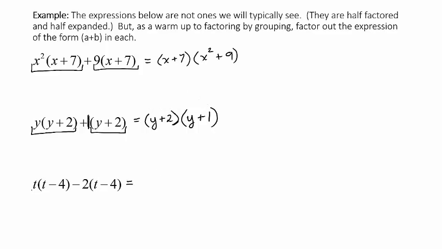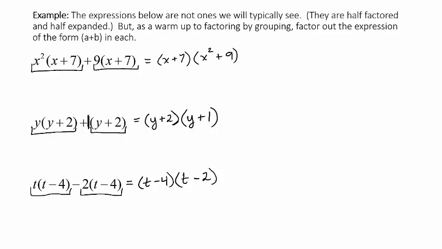In this last one, we have t times the quantity t minus 4 minus 2 times the quantity t minus 4. Okay, so what's common to both of these? Again, I'm kind of chunking these two, so you can see both of those as terms. So we're going to take out t minus 4, right? And then what remains? Well, from the first term, just t, right? And from the second term, we have minus 2. Right, so we end up with the quantity t minus 4 times the quantity t minus 2.